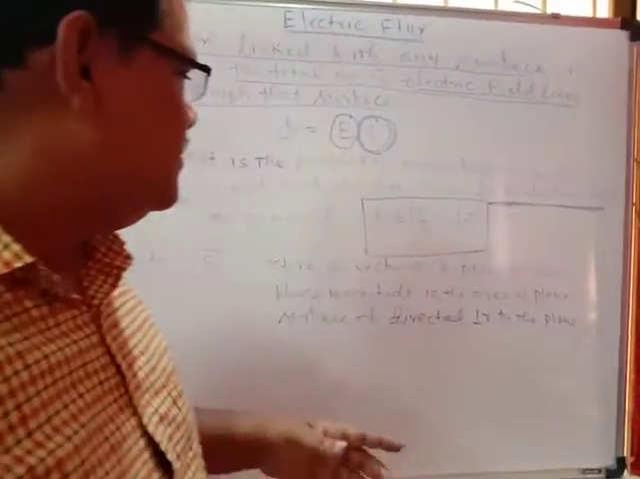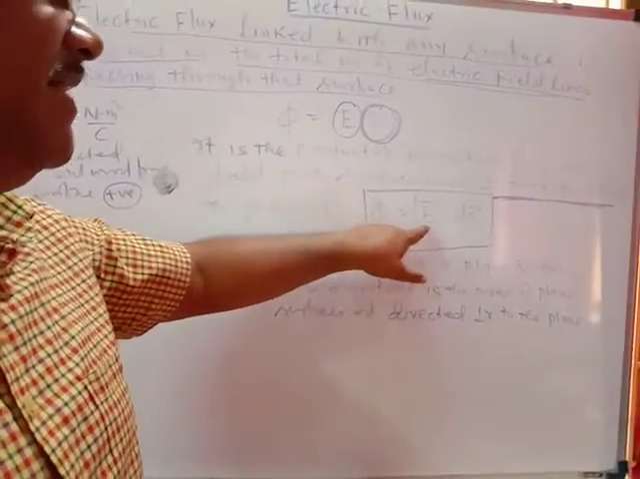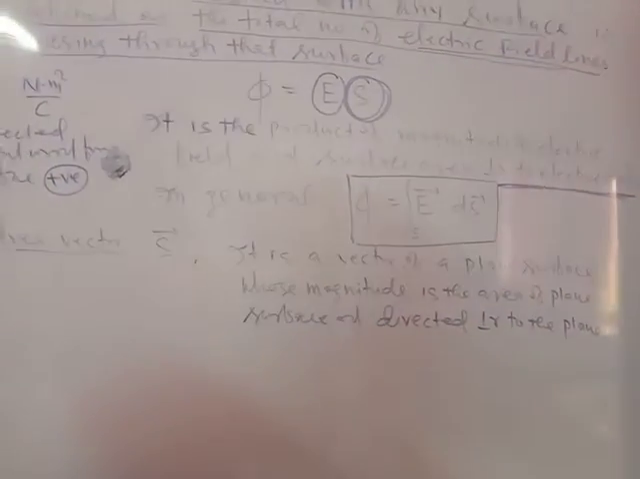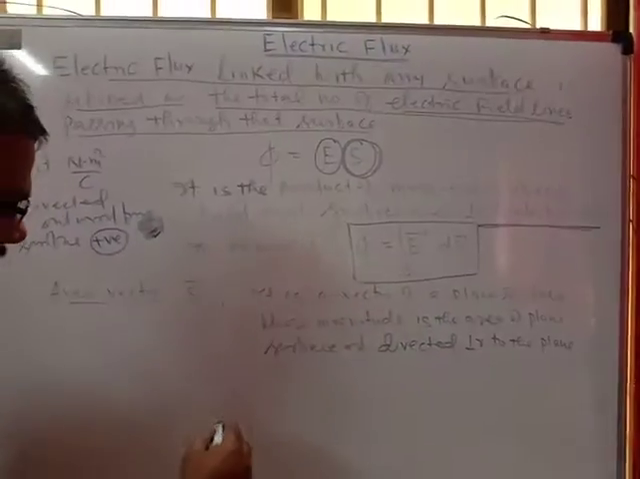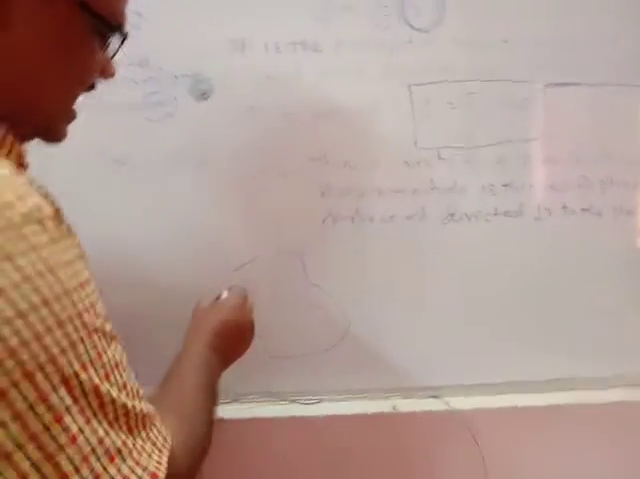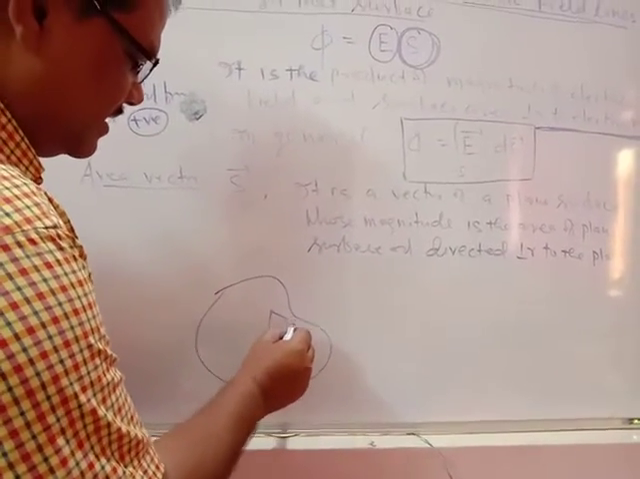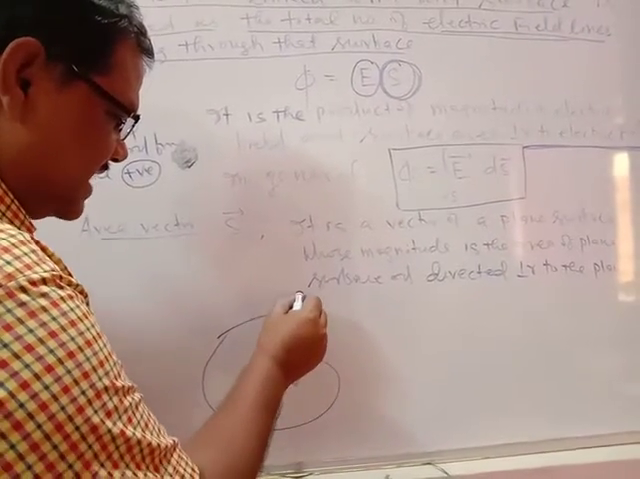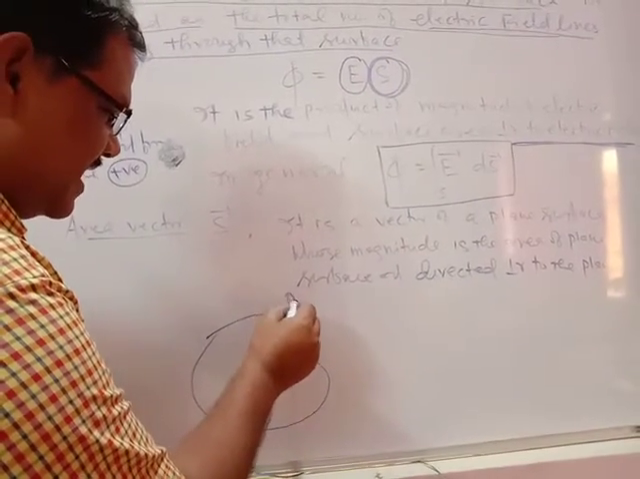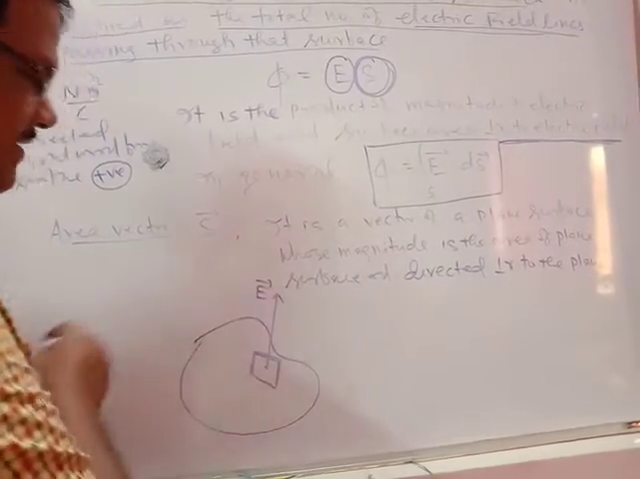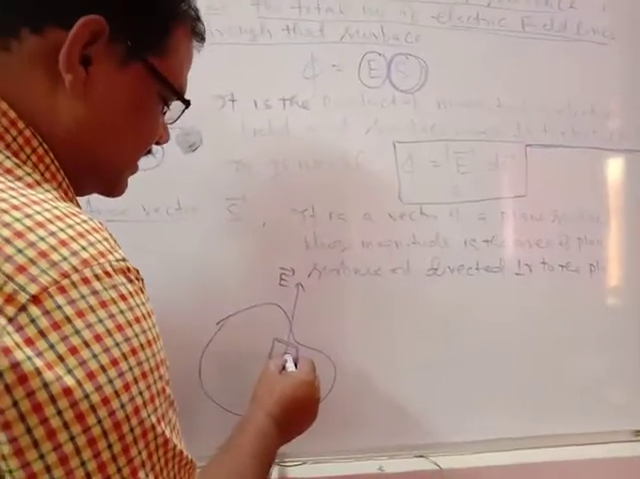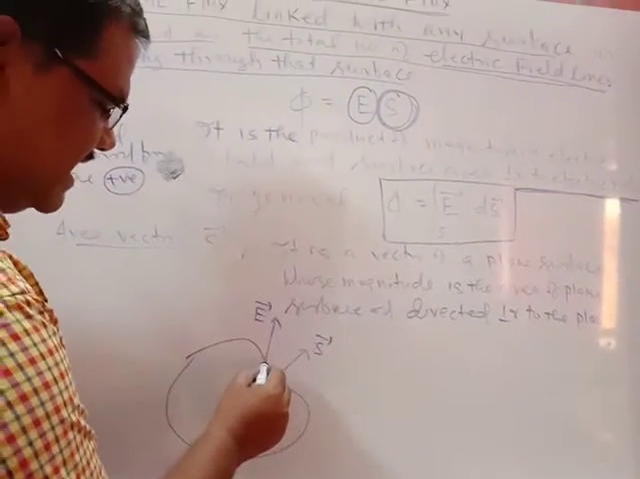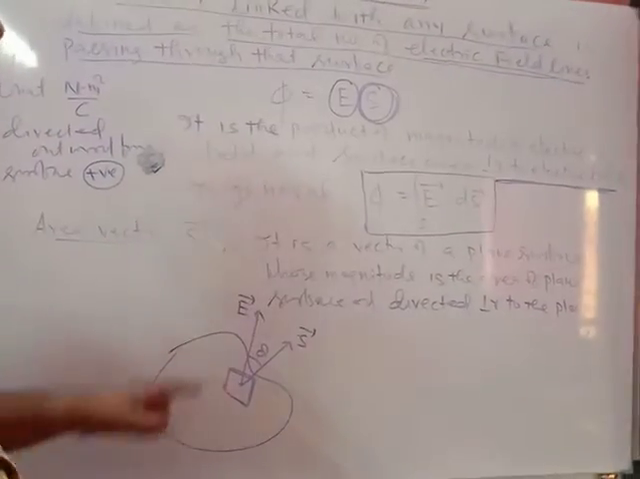In general, we represent it as phi equal to E vector dot dS vector. Suppose this is one surface, and this is the elementary area dS, and the electric field lines are along this way. This is the electric field, and this is the surface vector S, that is the area vector. So this angle is the angle between the E vector and the area vector.